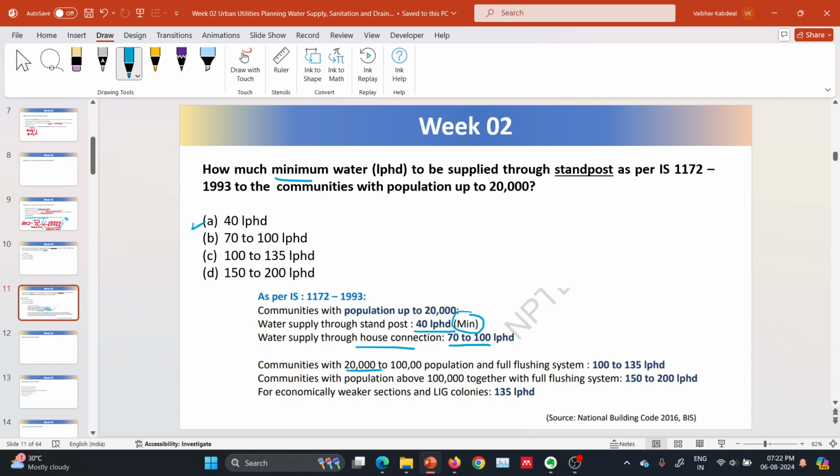And for communities of 20,000 to 1 lakh with full flushing system, it is 100 to 135. And for the communities with population more than 1 lakh, the water supplied should be 150 to 200 liter per day. For economically weaker section and low income group colonies, it is 135 liter per head per day. This is as per National Building Code 2016.